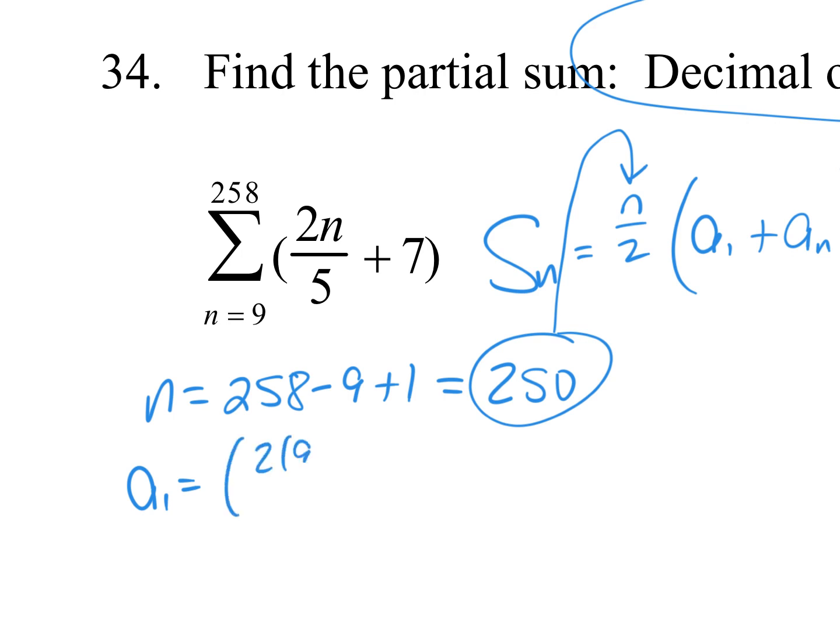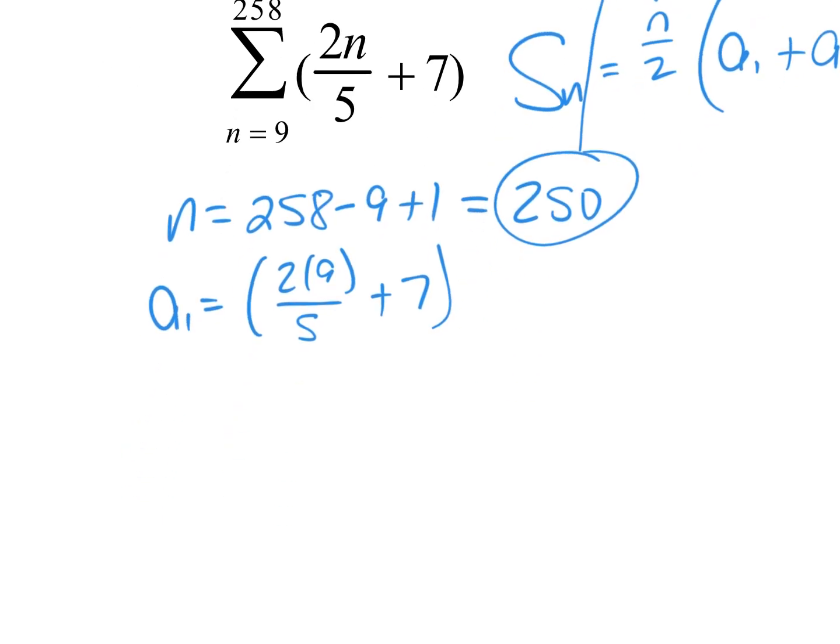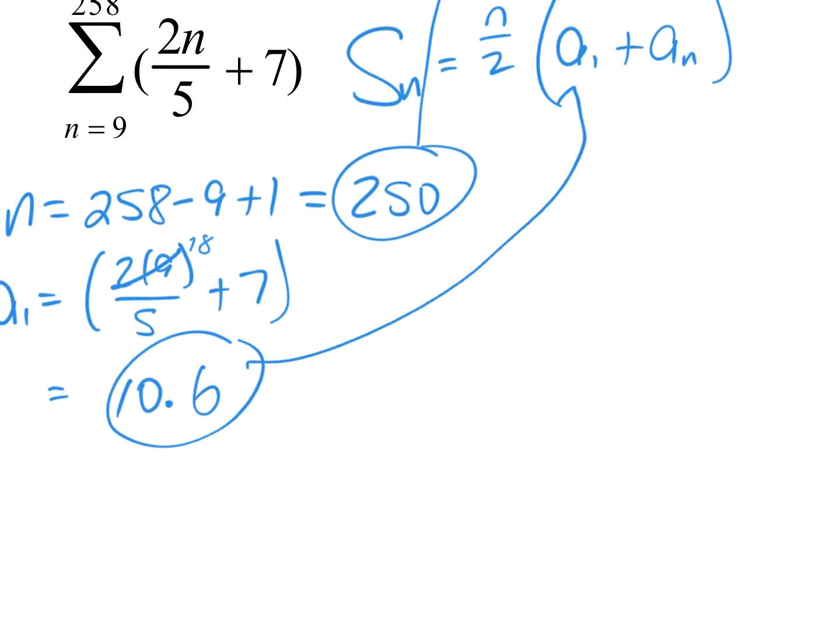So 2 times 9 over 5 plus 7. It says fractions are okay. So use fractions. What's 2 times 9? 18. What's 18 divided by 5? Plus 7. So 10.6, okay, this is going to go right here, my first term.